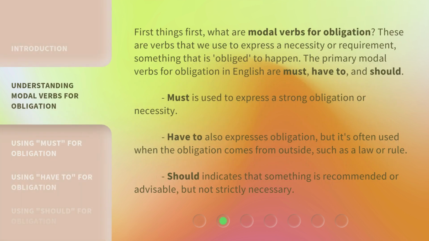First things first, what are modal verbs for obligation? These are verbs that we use to express a necessity or requirement, something that is obliged to happen. The primary modal verbs for obligation in English are must, have to, and should. Must is used to express a strong obligation or necessity. Have to also expresses obligation, but it's often used when the obligation comes from outside, such as a law or rule. Should indicates that something is recommended or advisable, but not strictly necessary.